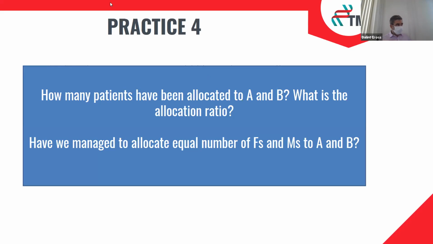So I'm very impatient to learn the news. How many patients have been allocated to A and B? What is the allocation ratio? And has this approach helped us to allocate an equal number of females and males to A and B?